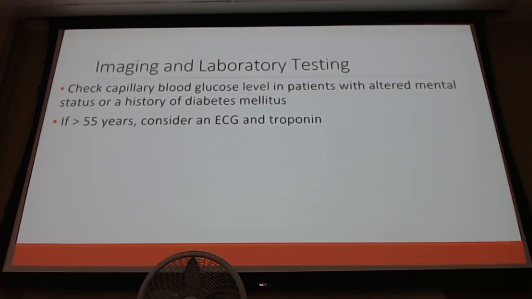We want to get a D-stick or a blood glucose. We usually call it D-stick in the ER. Especially in any altered patient, we're going to look at that. And then in the right population, especially the older they get, we're going to get an EKG and troponin on those patients as well.